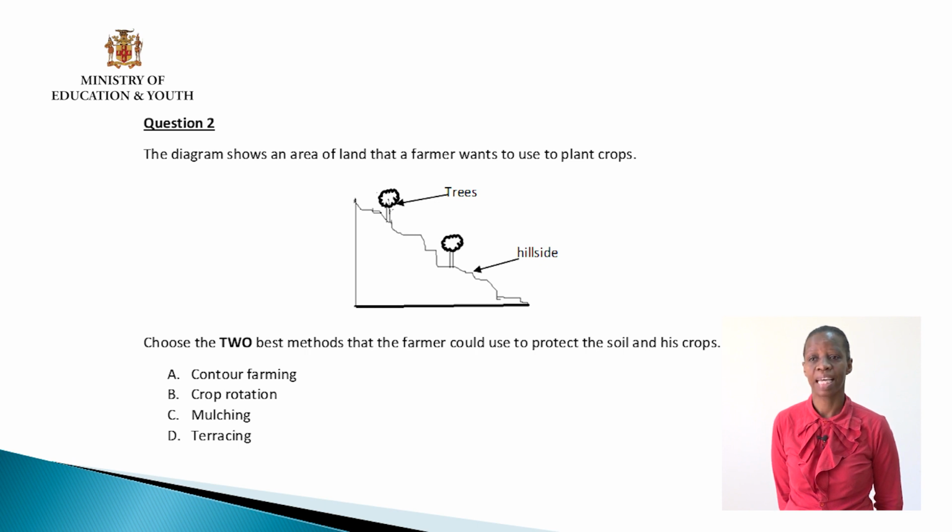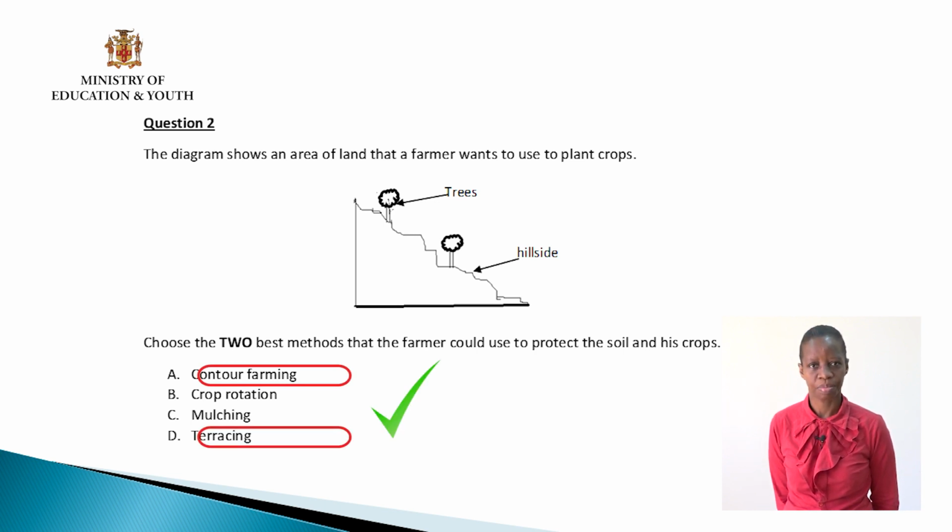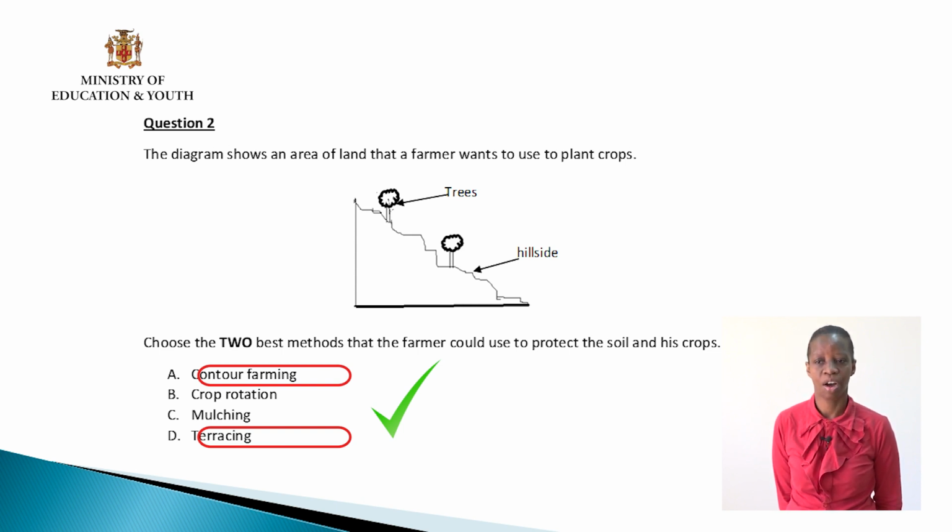So because it's on the hillside, we should be considering contour farming and terracing. Why those two options? Right, because those two options prevent the washing away of the soil. Okay, next question.